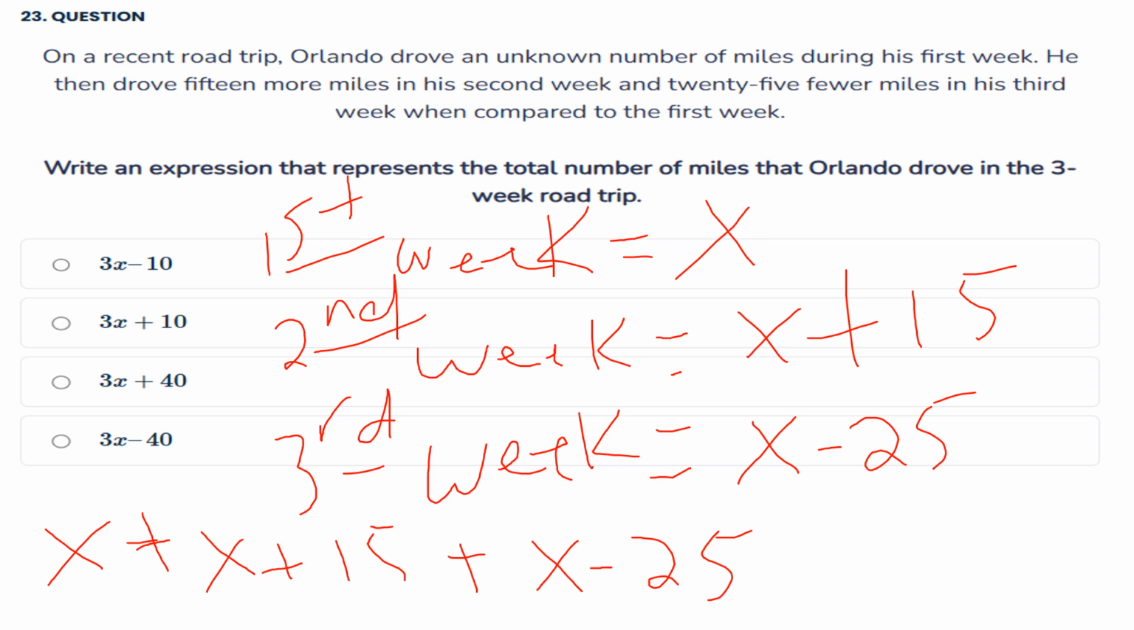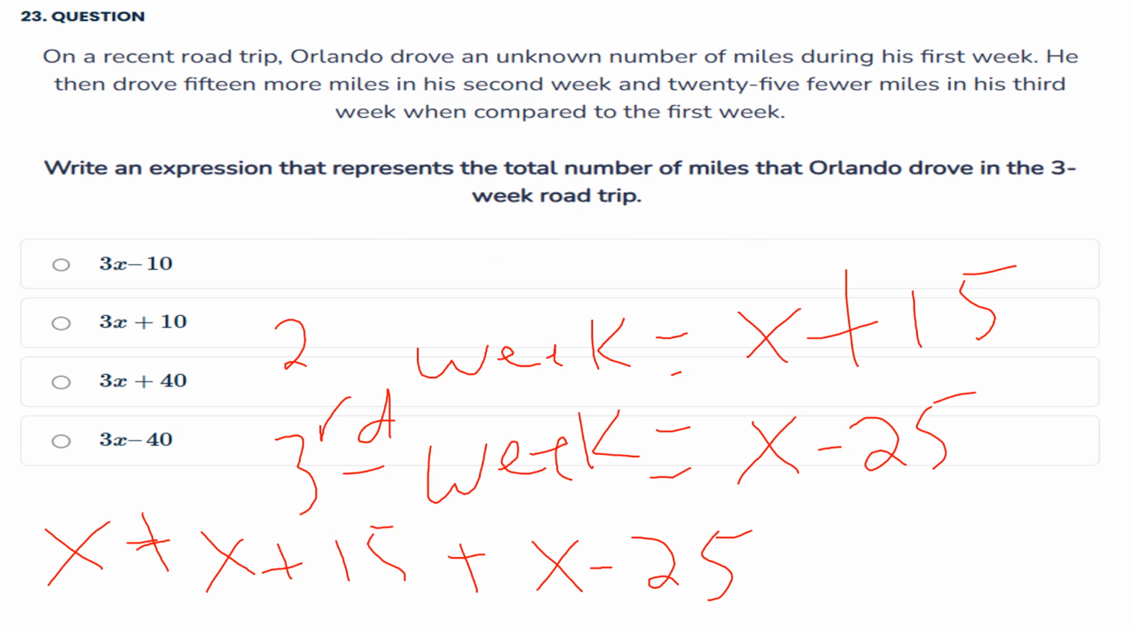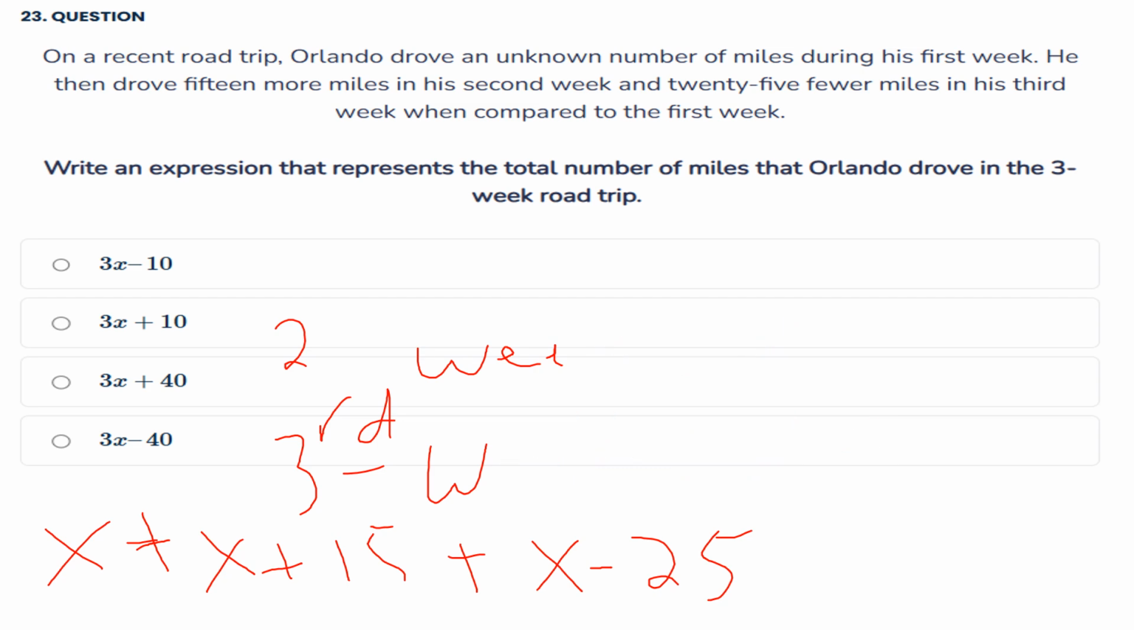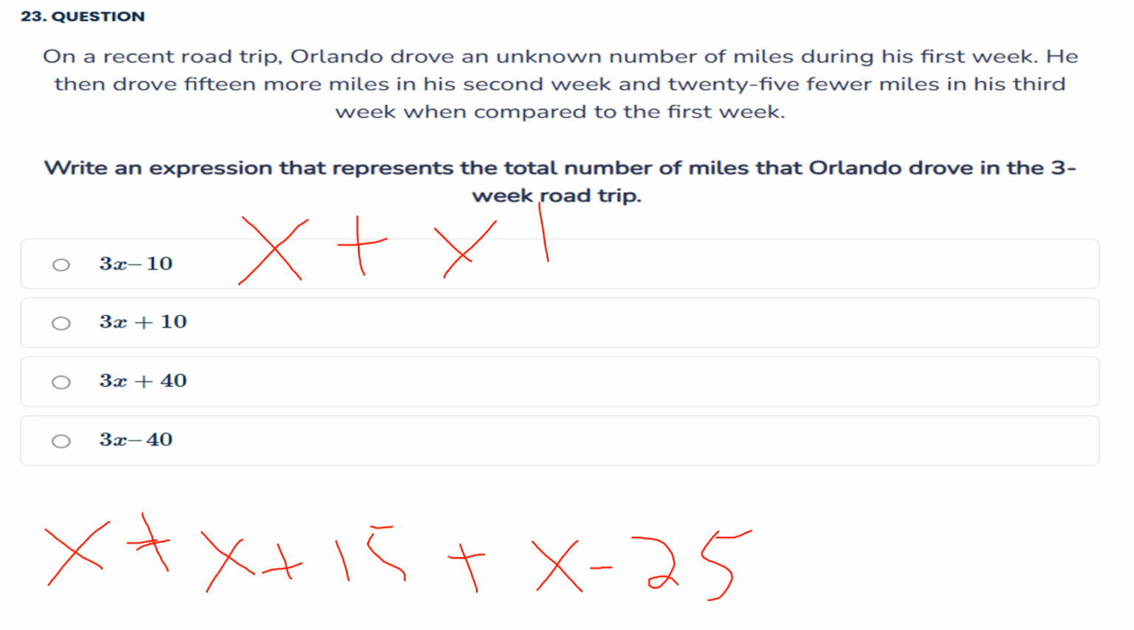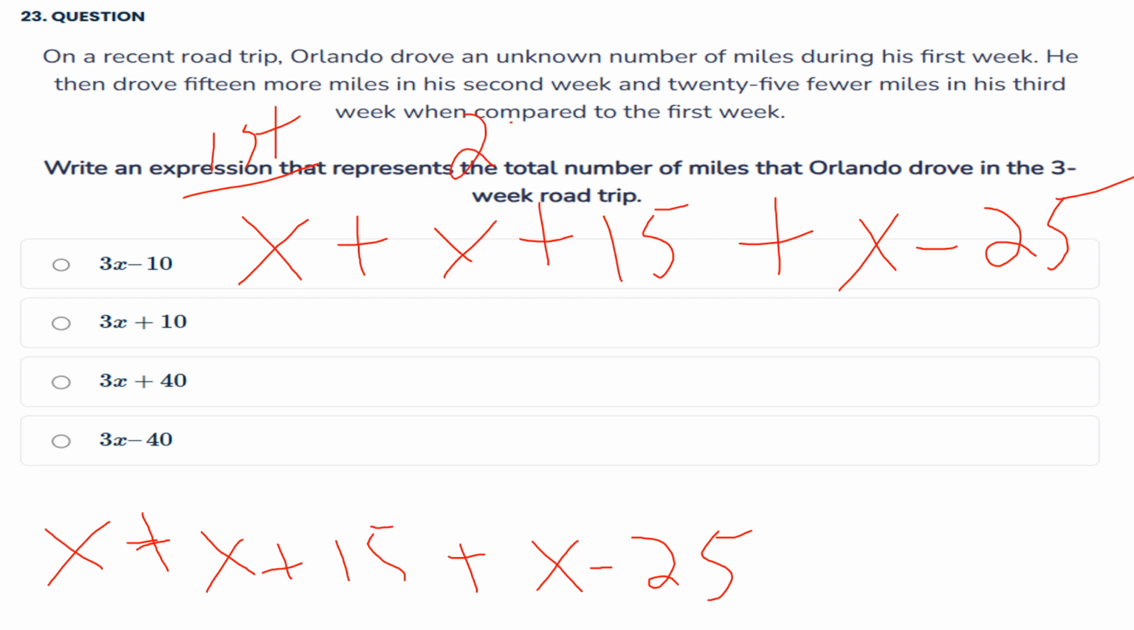So I'm going to go ahead and erase all of this, and I'm going to rewrite that equation. It's down there. X plus 15 plus X minus 25, which is, so we have our first week. This is our second week. And this is our third week.